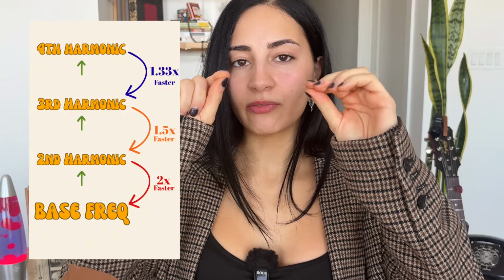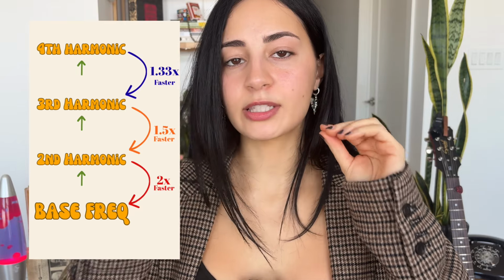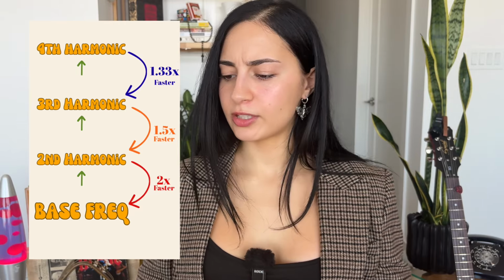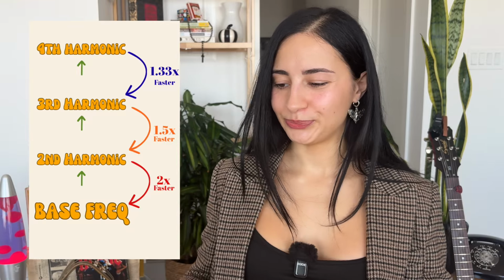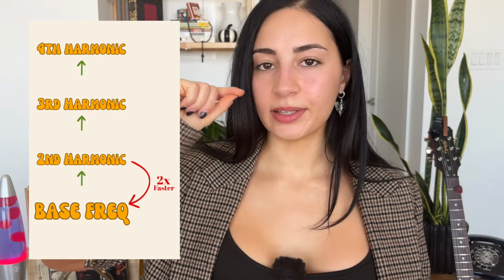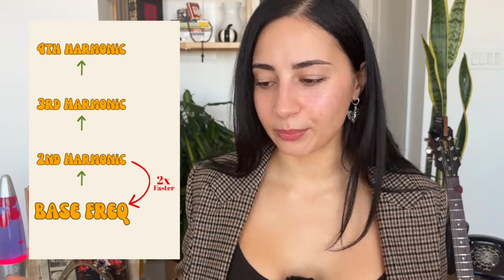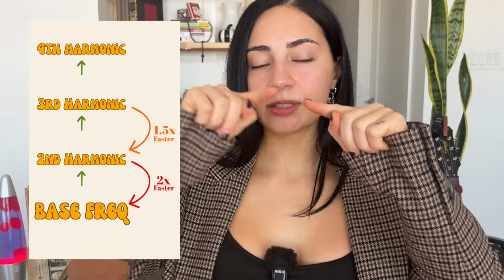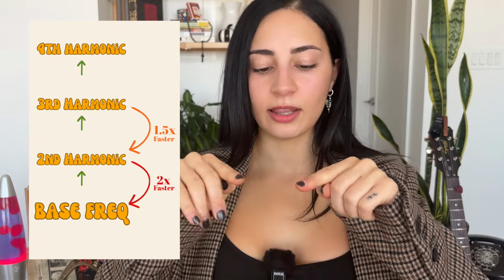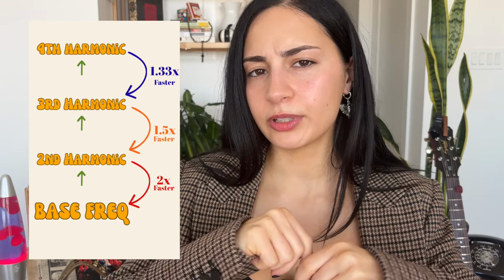And the thing that's very important about the harmonic series is every series vibrates relative to one another at a specific ratio. Okay. The second harmonic will vibrate twice as fast as the first harmonic, or the baseline frequency. The third harmonic will vibrate 1.5 times faster than the second harmonic, and the fourth harmonic will vibrate 1.33 times faster than the third, and so on and so forth until forever, until the end of time.